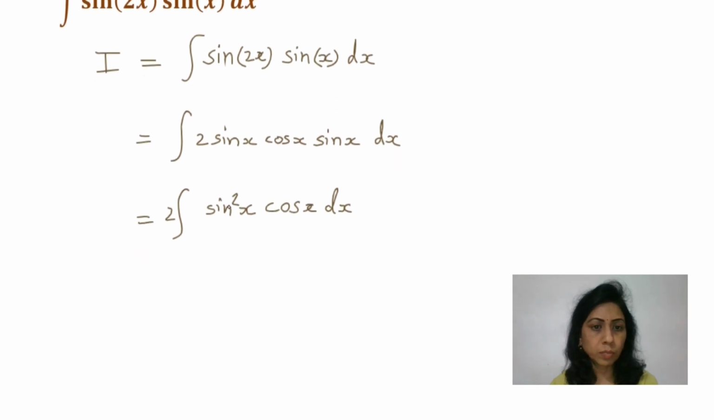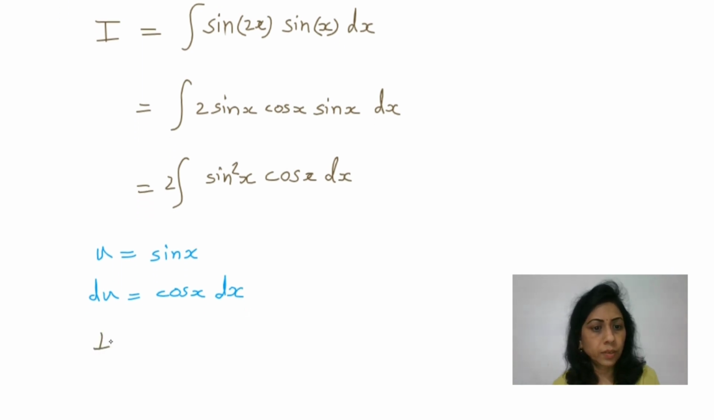Here we use the substitution method. If we let u equal to sin x, then differentiating both sides, we get du equals cos x dx, right? So the integral becomes 2 times the integration of u square, where cos x dx is replaced by du.